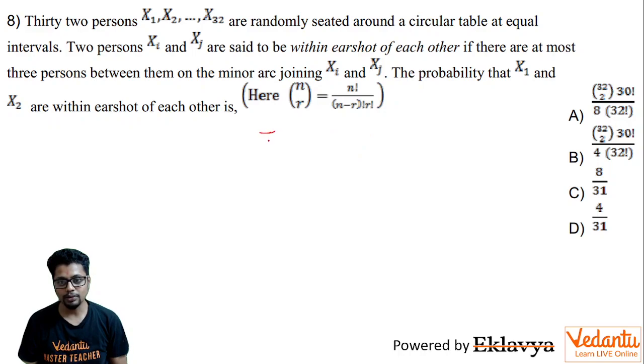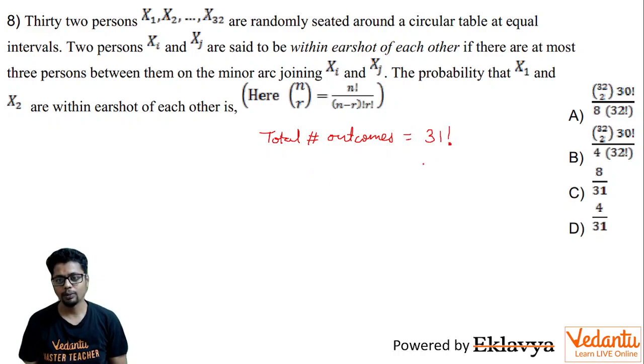What is the total number of outcomes? The total number of outcomes is essentially the number of ways in which you can arrange these 32 people on a round table, so to speak, or circular table. So that will be 31 factorial.